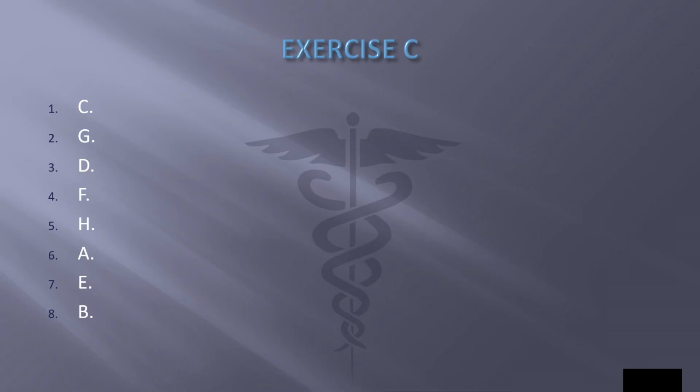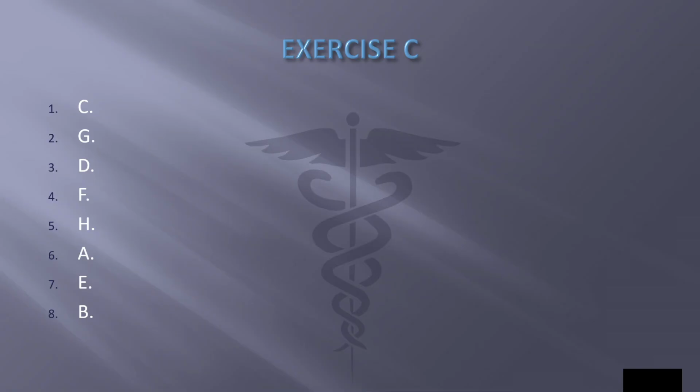Exercise C, match the combining form with its meaning. Dermo is C, skin. Phaco is G, lens of the eye. Retino is D, posterior sensitive cell layer of the eye. Myringo is F, eardrum.